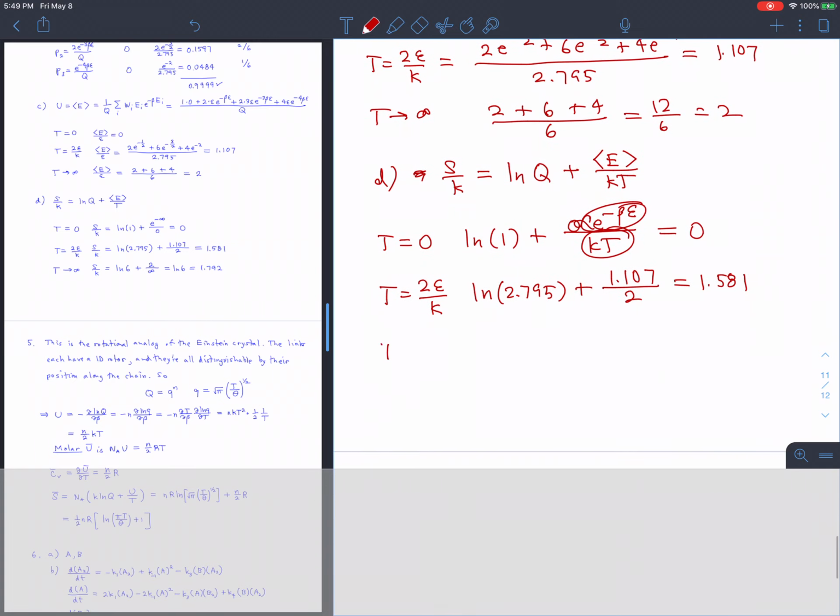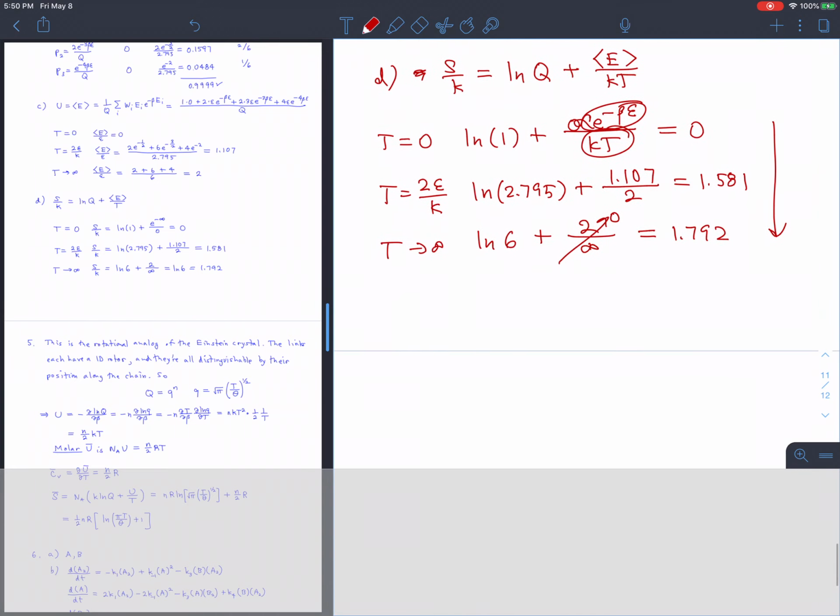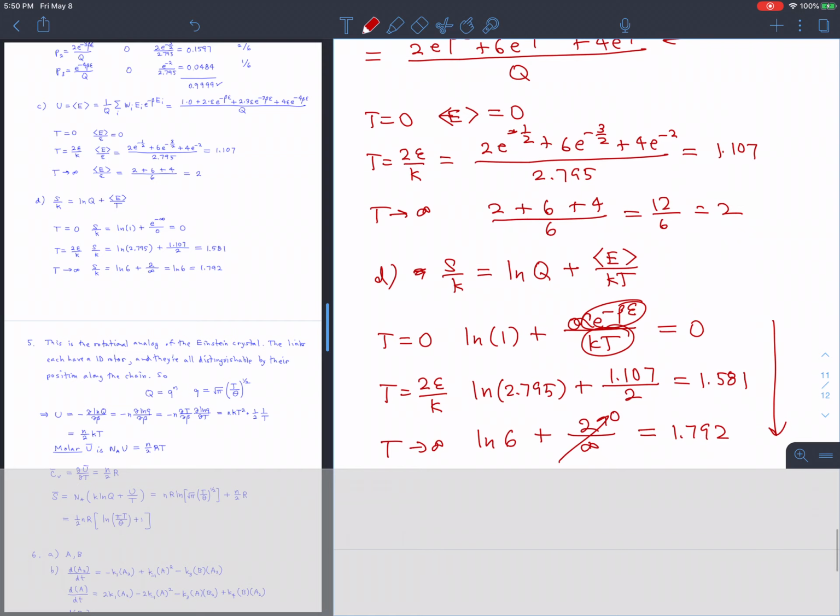And finally, when T goes to infinity, the log of q goes to log of 6 plus 2 for the energy divided by infinity for the temperature. That goes to 0, doesn't count, so it's just the log of 6 that counts, and that's 1.792. Notice that the entropy always rises as T goes up, as is required by the properties of entropy. And that is it for problem 4.